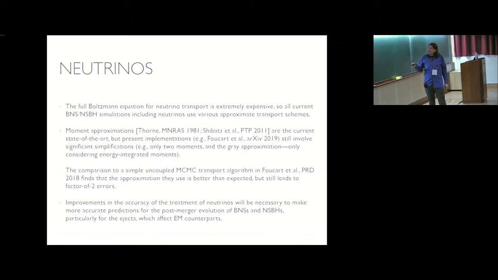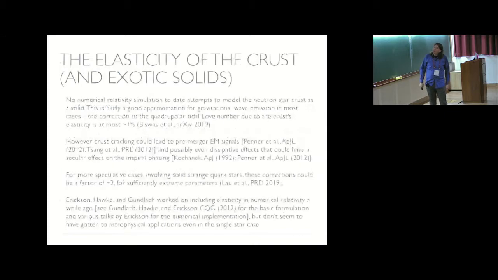So you want to have accurate treatments of the ejecta; in particular, you'll need to include neutrinos as well. Something else that no one, as far as I know, is currently working on, though people have worked on it a bit in the past, is to include the elasticity of the crust, and possibly, if you have exotica like a solid quark star, the elasticity of the entire star, or the core as well.